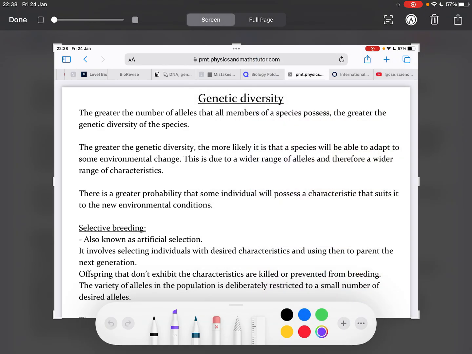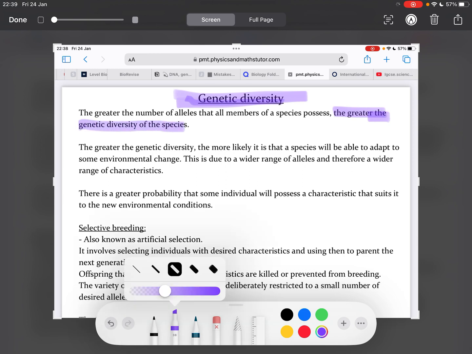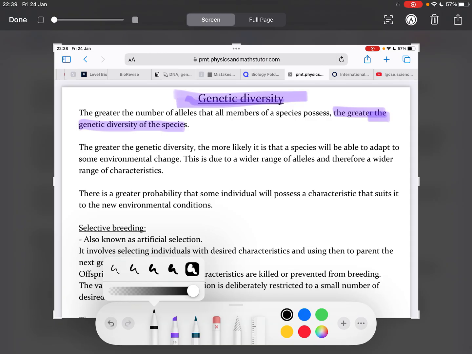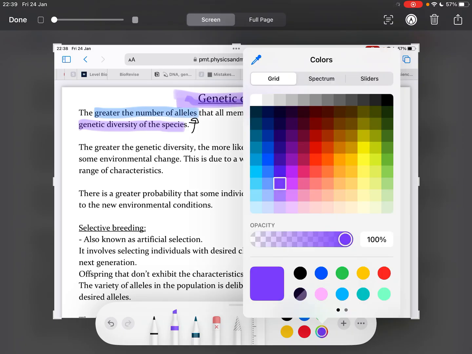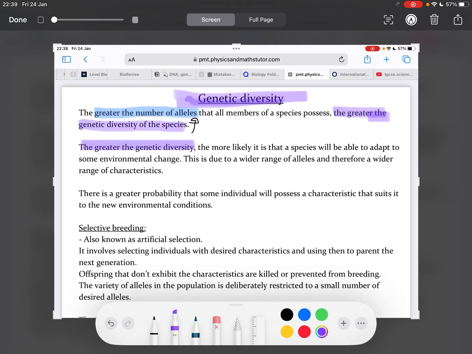Guys, let's get started. So, genetic diversity, right? What happens as the greater the genetic diversity of the species? What increases the genetic diversity of the species? The greater the number of alleles. Okay, what happens after you increase the genetic diversity? The more likely it is that a species will be able to adapt to some environmental change. Why? Due to a wider range of alleles.